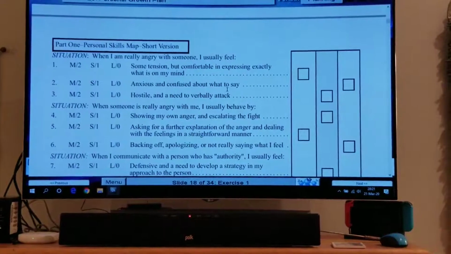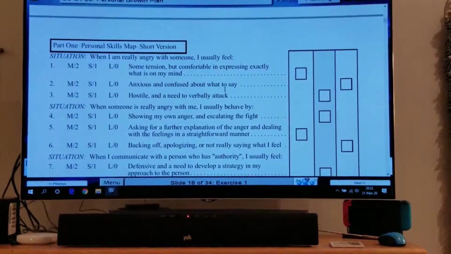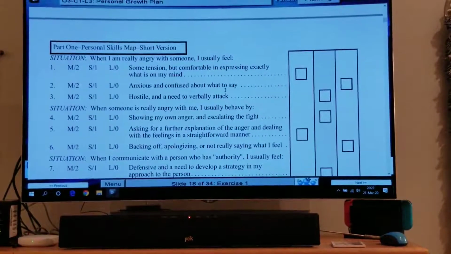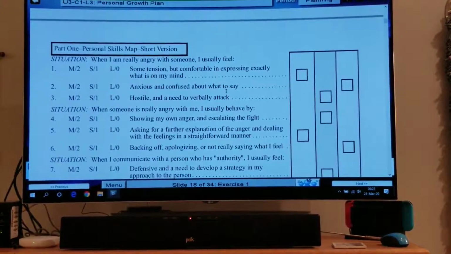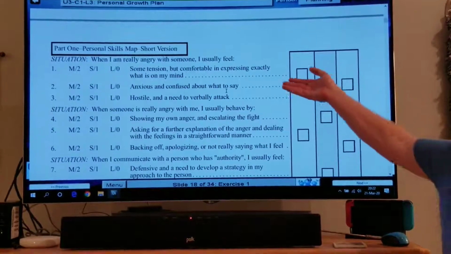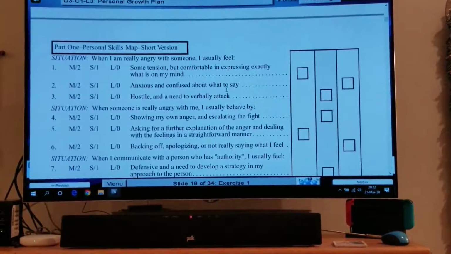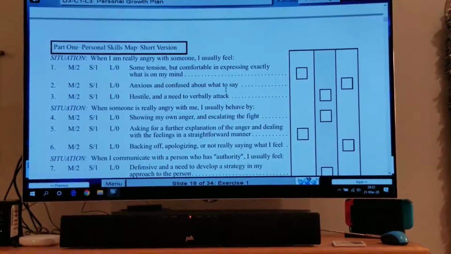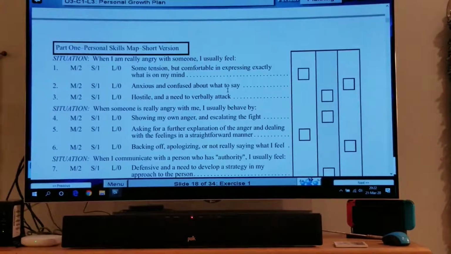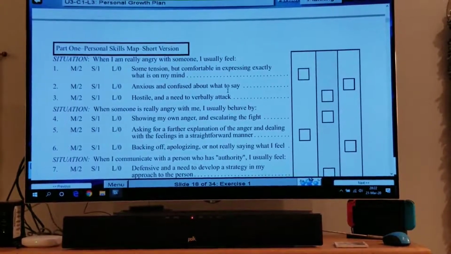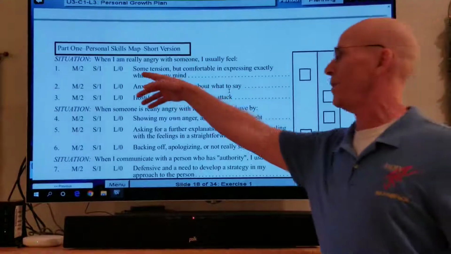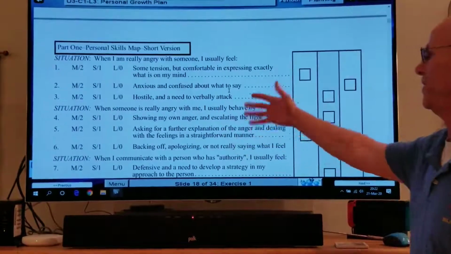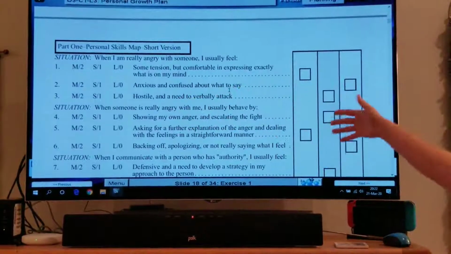So let's take a look at the very first part. Situation. You're going to have a situation with some numbers underneath it. So we'll deal with the very first one. When I'm really angry with someone, I usually feel some tension, but comfortable in expressing exactly what's on my mind. Is that M, most of the time you, S, some of the time you, or L, least of the time you? So I'm going to say, for me, that would be some of the time me. So I would take this one, and then I put it over in this box. And I have to do that for every answer down here. So a number comes across and fills each box.